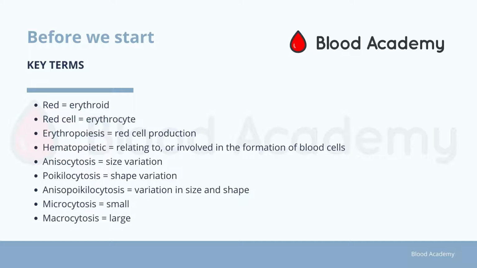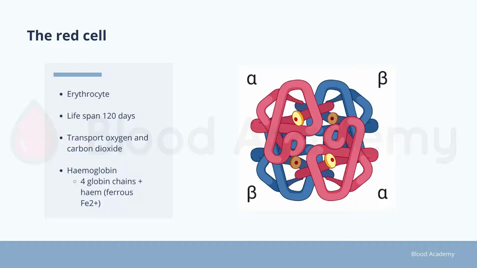Microcytosis refers to a reduction in cell size, whilst macrocytosis indicates an increase. The red cell or erythrocyte is the most abundant cell found in the blood, with a lifespan of approximately 120 days. It is specialized at delivering oxygen collected from the lungs to maintain essential metabolic cellular activities. Red cells also transport carbon dioxide in reverse to help facilitate its excretion via the lungs.